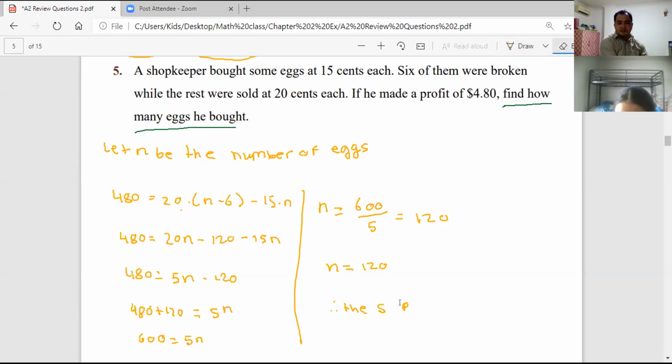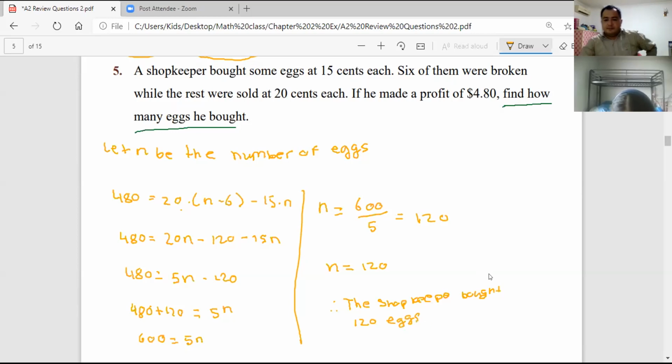The T must be a capital letter, right? T, capital letter, yeah. The shopkeeper bought 120. Very good.